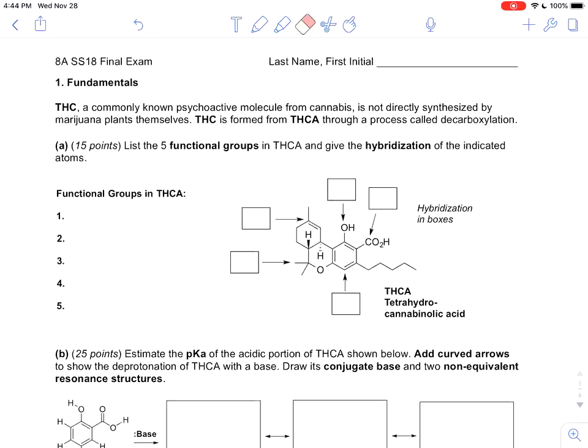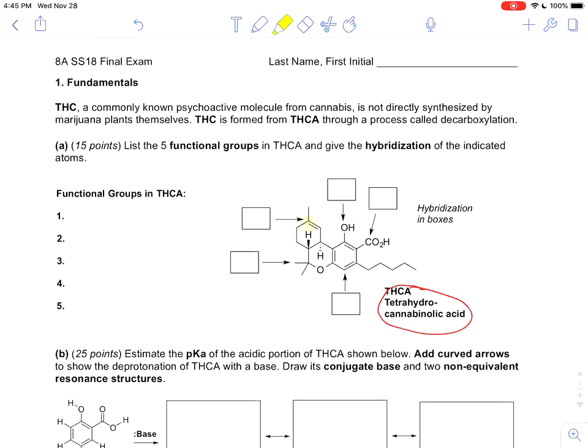This is a fundamentals page that is also the cannabis page, and I recommend not using cannabis before trying this page because there's a lot of intricate little things to look for and you want to be sharp and on top of your game. We're going to start by listing the 5 functional groups that are present in THCA, and then we're going to give the hybridization of the indicated atoms in the boxes.